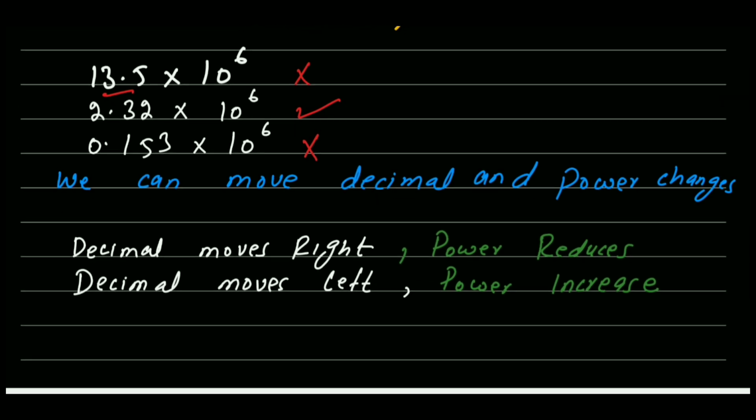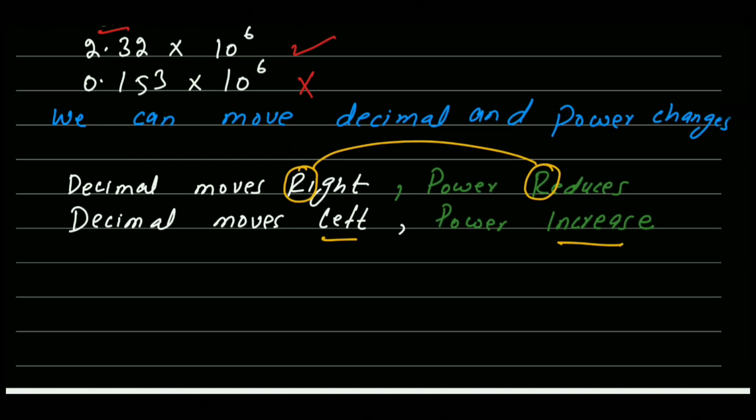So these are the rules that you have to remember. So how can you remember this rule? Let me give you one tip. Right starts from R and reduces starts from R as well. So you can see that R means right and R means reduces. It means that if you have to move your decimal right, your power will reduce, and if you move left, your power will increase. So this is the easiest way to remember this rule.